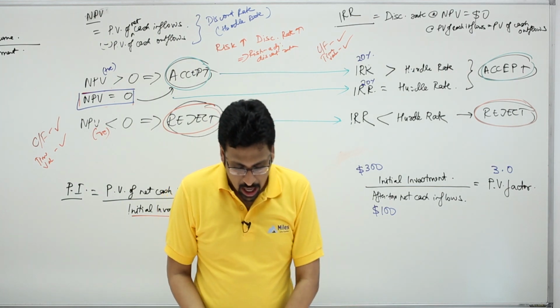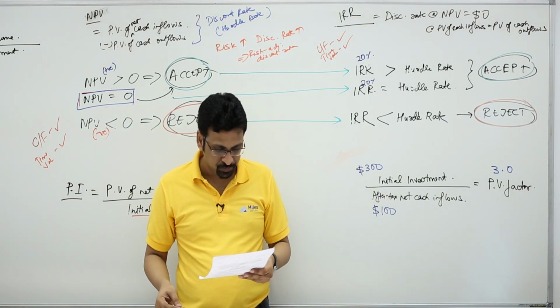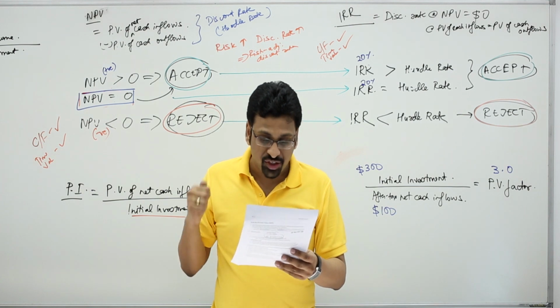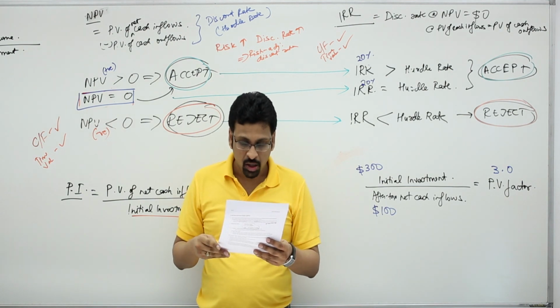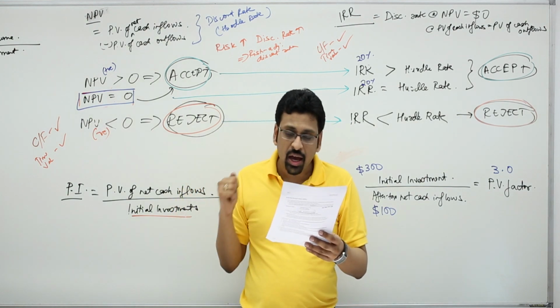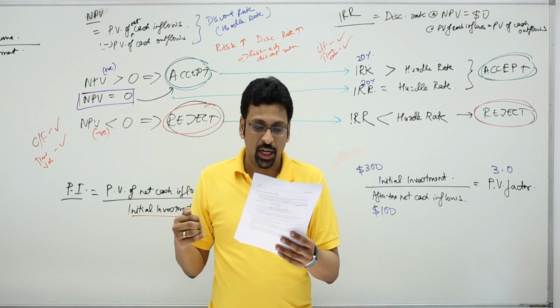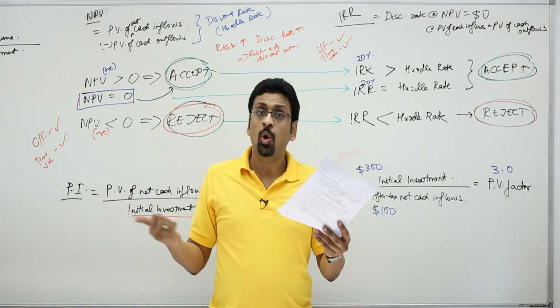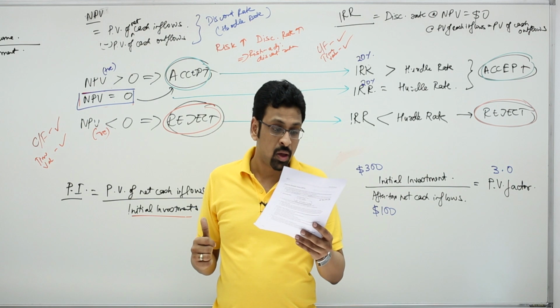So let's read an example in the book to understand this further. It says, if IRR on project A is 15%, it's a 5-year project, and project B is 13%, it's a 10-year project, IRR criteria would select project A. It would say project A is better because it's got higher IRR, 15% versus 13% from project B.